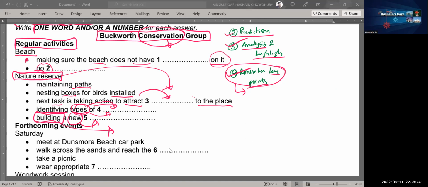So she's talking to the secretary and she's interested in joining the group. Because she's asking about the activities, now we need to be more careful, because the secretary will be talking about the activities and we get the information about the beach and nature reserve.